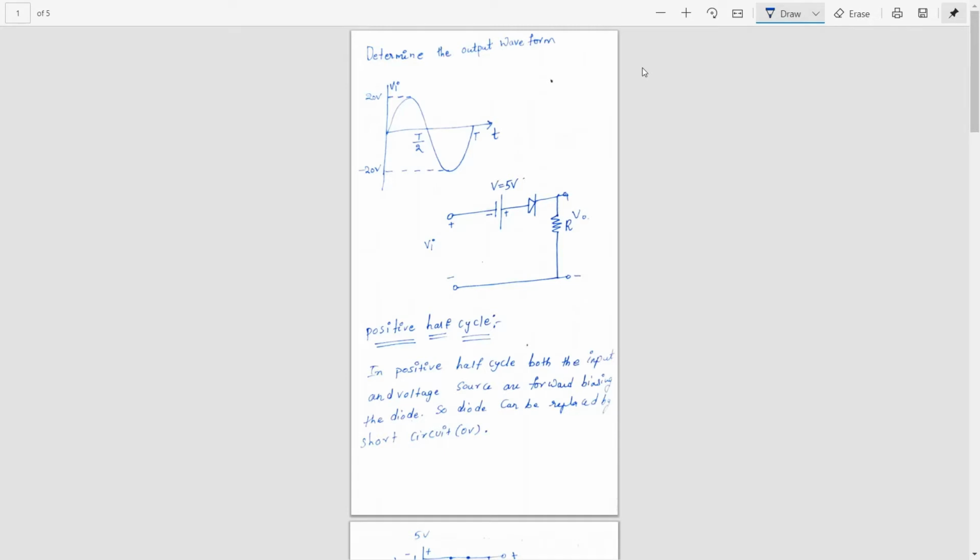Hello everyone. Today I'm back with another example. So we need to determine the output of this network.